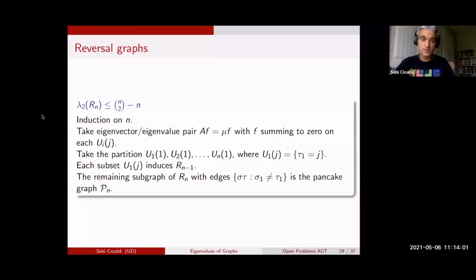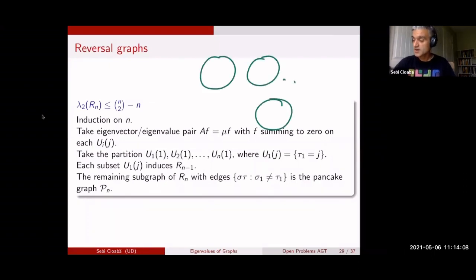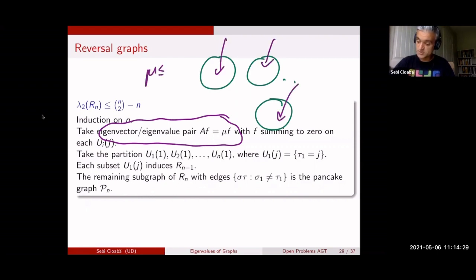And then for the second part, again you use induction on n. You're going to have these n parts. You have to show that for any eigenvalue mu which is non-trivial, with f summing to zero on each of these blobs, mu is at most n choose two minus n. What they do is partition the edge set into the edges in between these blobs, which give them the previous graph, the pancake one, and the edges inside here, which are just copies of the smaller graph.